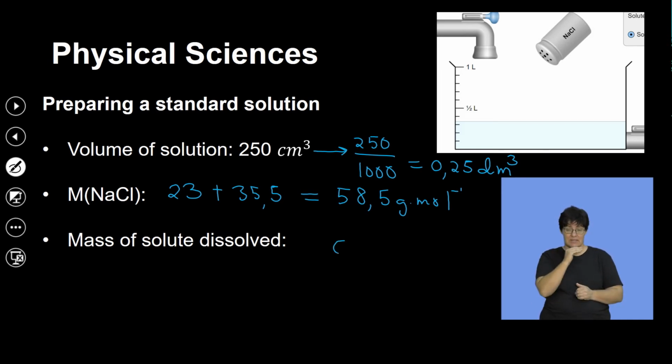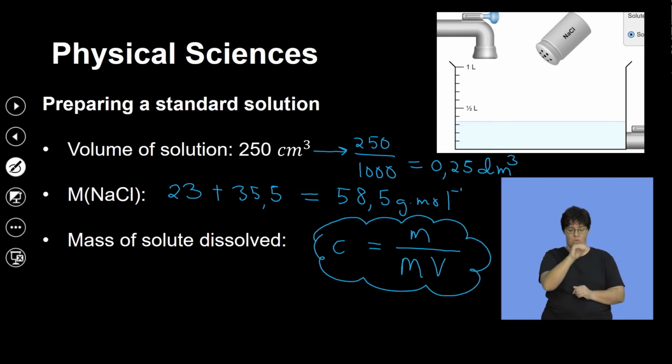What do we know? We know that concentration is equal to mass over molar mass times volume. We are immediately reminded of this version of the formula. Now, we are looking for the mass of sodium chloride that is dissolved in the solution, if the volume of the solution is also given. We have the concentration, the molar mass and the volume, so we are able to determine the actual mass of the solute that was dissolved.